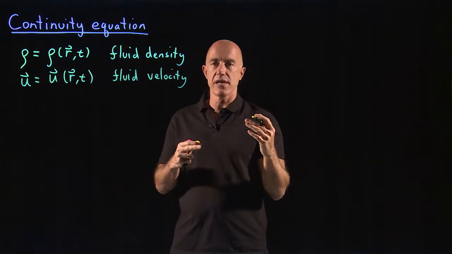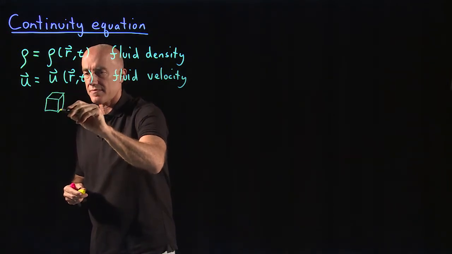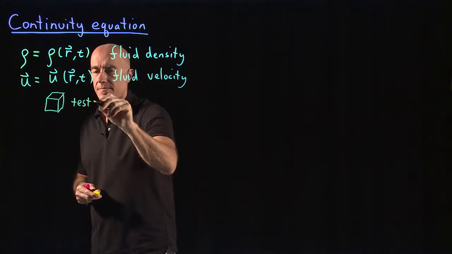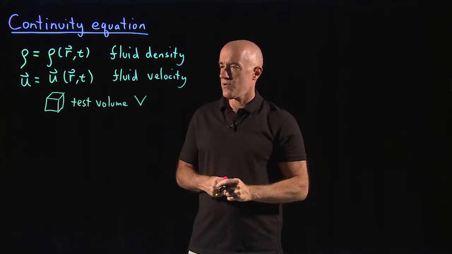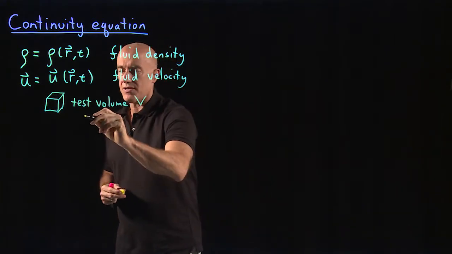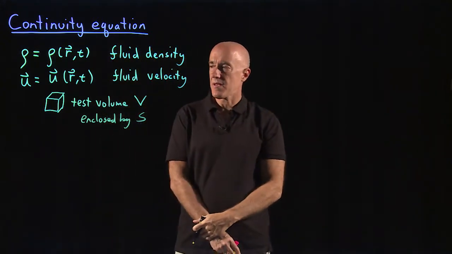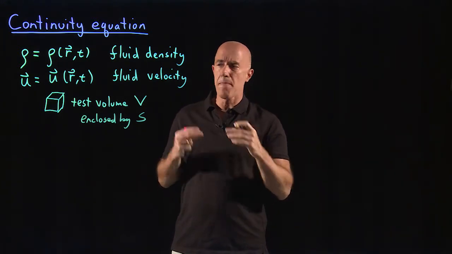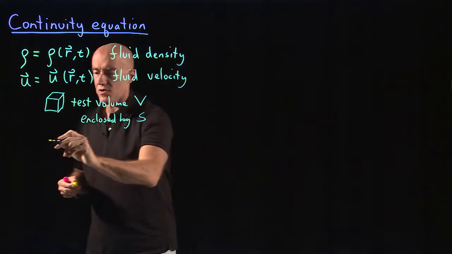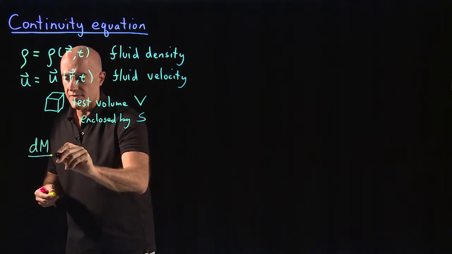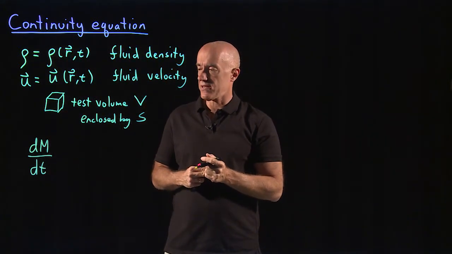Okay, to derive a continuity equation, you consider a test volume. It can be any shape, any size. So this is called a test volume, and it's enclosed by a surface. So it's a test volume V, enclosed by surface S. Okay? And then let's try and write how the mass of the fluid in this test volume changes in time. So we're writing an equation for dm/dt, the derivative of the mass inside this test volume with respect to time.